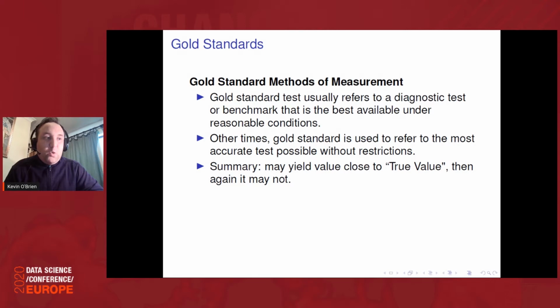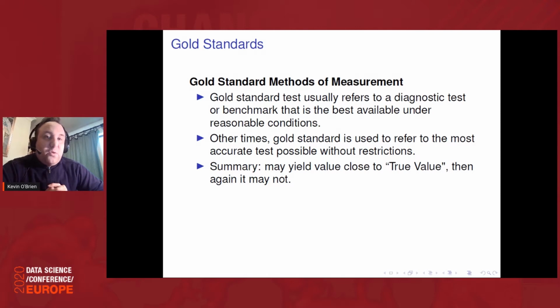I just touched upon the gold standard there. The gold standard method of measurement is the most accurate possible way of getting a measurement. There are a lot of definitions around this, but it's the most accurate test possible without restrictions. It may yield a value close to the true value, and then again it might not.